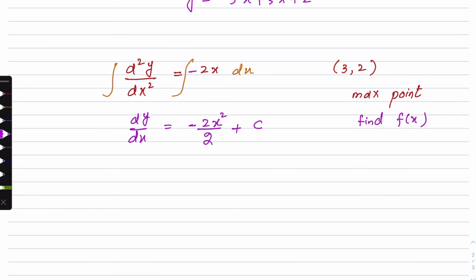Now the point is how we can find the value of c from this equation. We can put 0 in place of dy by dx. Why? Because this is a maximum point, so the slope must be 0. Usually people get confused and put 2 instead of dy over dx, but remember this is the value of y, not dy over dx.